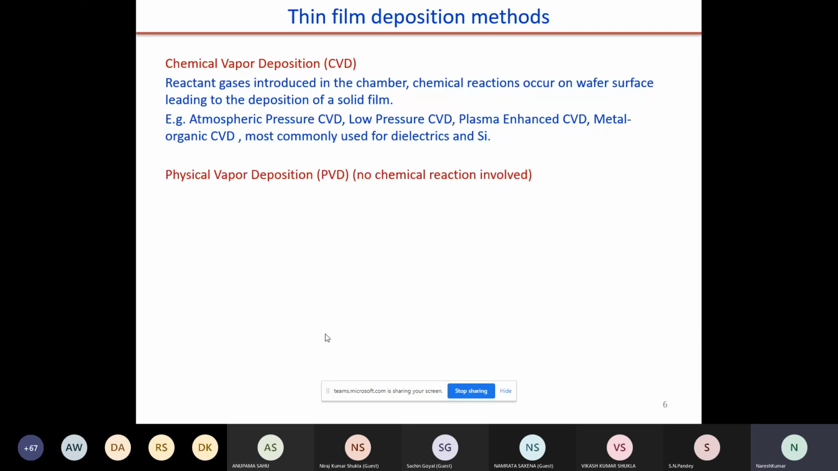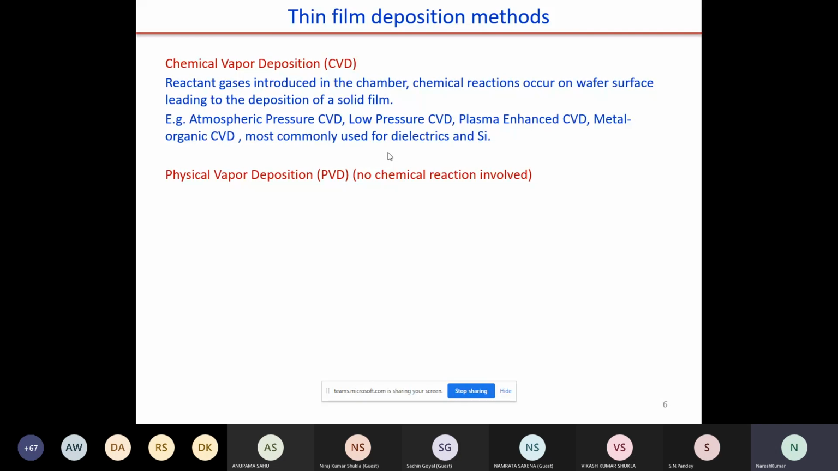So if I talk of chemical vapor deposition, in CVD, you need to have reactant gas. So within the chamber, one has to have reactant gas. When this reactant gas is introduced in the chamber, a chemical reaction will occur and you will have deposition of solid films on the substrate that you have kept in the chamber. Examples are atmospheric pressure CVD, low pressure CVD, plasma enhanced CVD, metal organic CVD. These are mostly used for dielectric and silicon or semiconducting related thin film depositions.